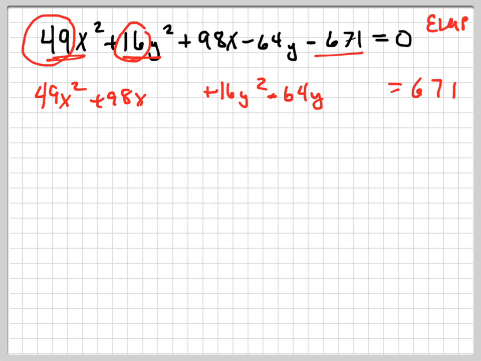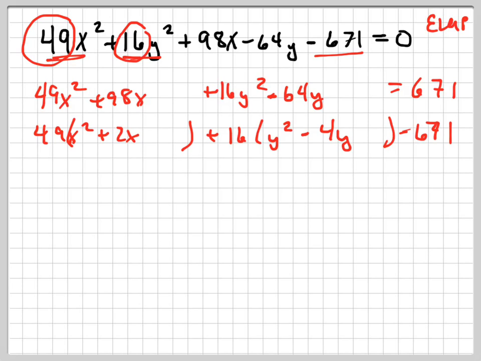Now I'm going to factor out a 49, so that's this. I'm going to factor out a 16, and 16 divided by 64 is what, 4? Alright, now I'm going to do the old completing the square trick, and again I like to do it like this, where I add the same thing.